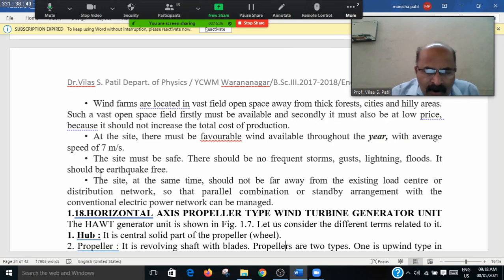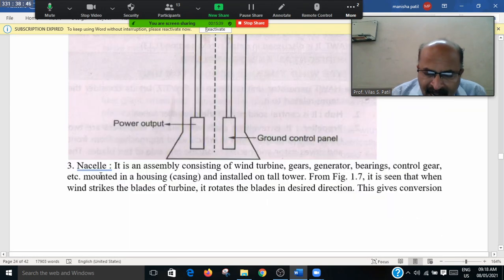Okay, next point that is horizontal axis propeller type wind turbine generator.